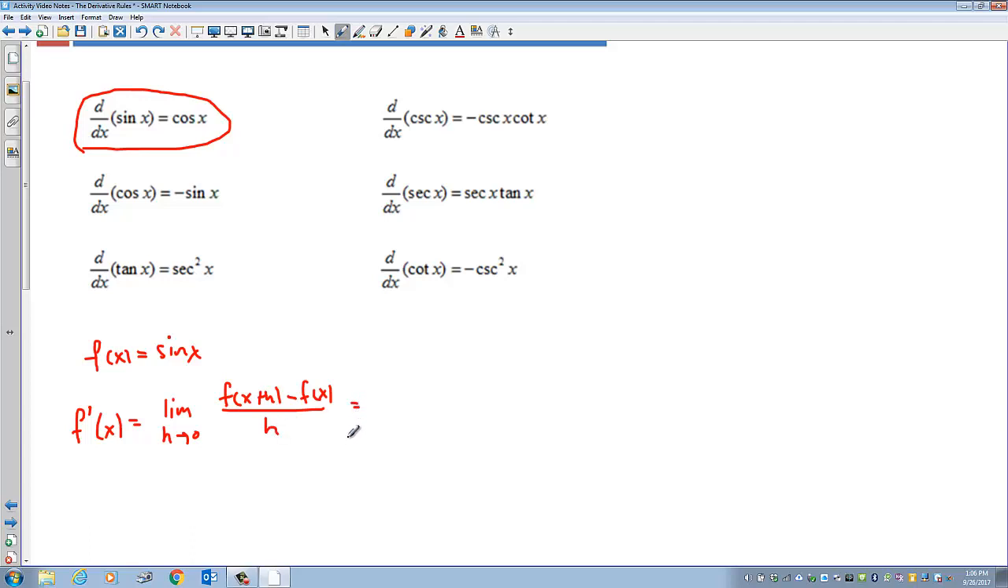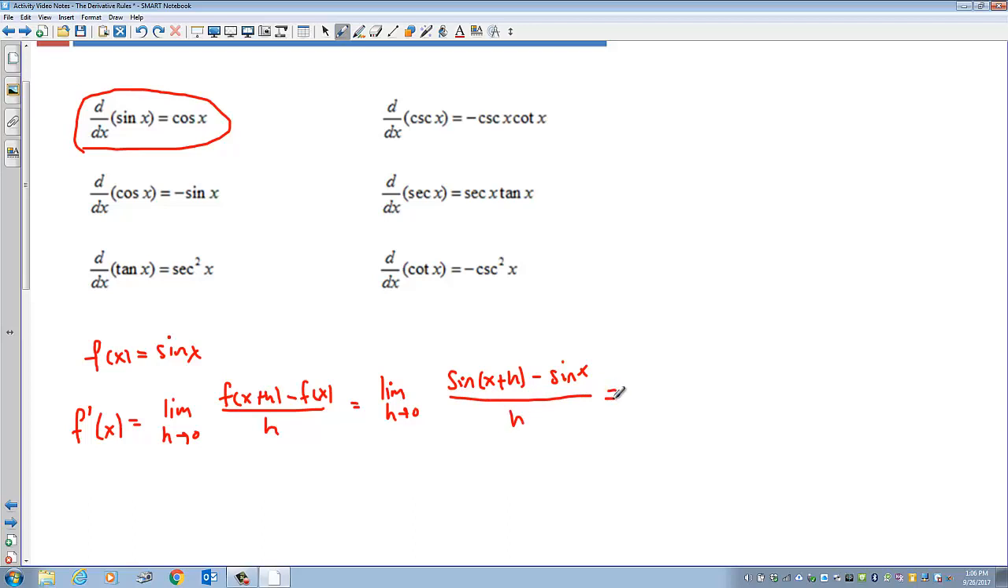And then we just do what it says. So what does it say to do? It says wherever you see an x, put an x plus h. So we have the limit as h goes to 0 of sine of x plus h minus sine of x, all over h. And here's where you may get stuck.